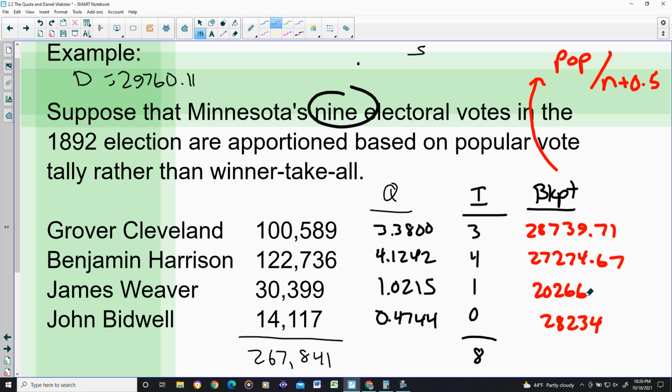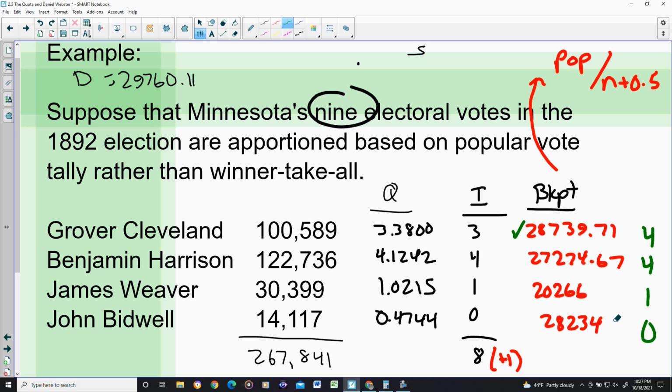All right, so now that we've calculated those breakpoints, now again, the question, just like with Jefferson's method, when do we get the extra seat? We need 1 extra seat to bring this up to the 9 electoral votes. And which one's going to get it? Well, the one with the highest, right? Closest to the original divisor. And in that case, that's going to be Grover Cleveland. So my final allocation is going to be 4, 4, 1, and 0.